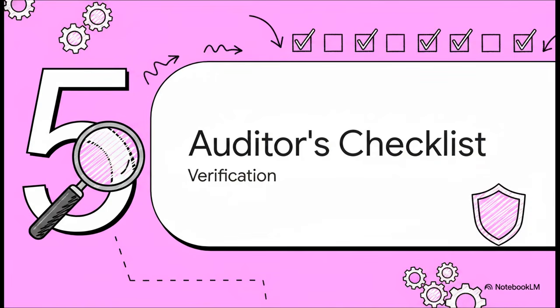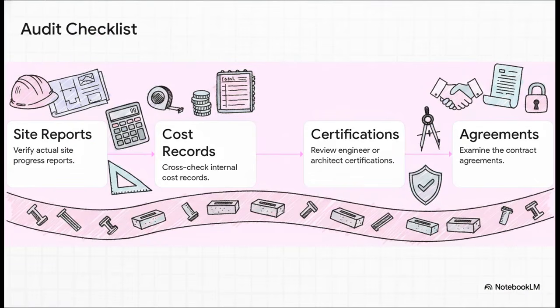Section 5. The auditor's ultimate checklist. We've uncovered the loopholes and the rules. Now, let's step into the role of the auditor who actually verifies that all these AS7 rules are being followed. Let's see how this builds a bulletproof verification process. Because honestly, the biggest loophole is simply a lack of verification.